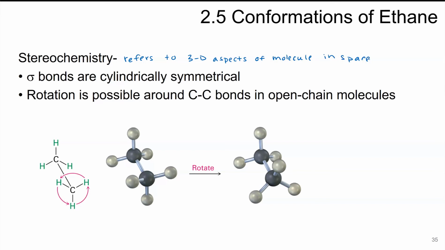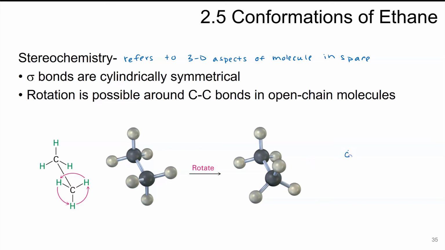Sigma bonds are cylindrically symmetrical. That means we can rotate around the carbon-carbon bonds. If we look at this drawing down here, this is the ball and stick figure where the hydrogen is down, these two out to the side. We can rotate that around so that this hydrogen is now sticking up.